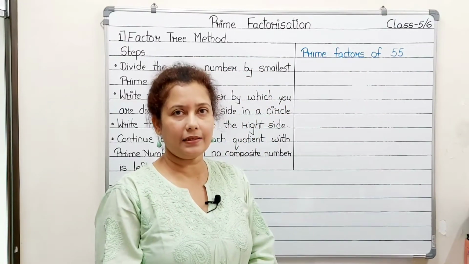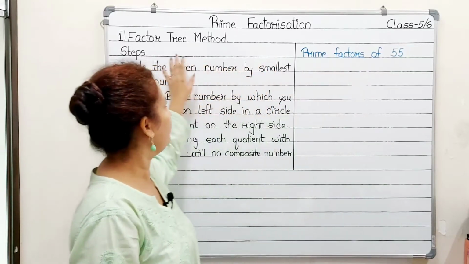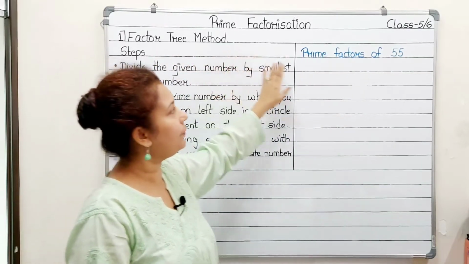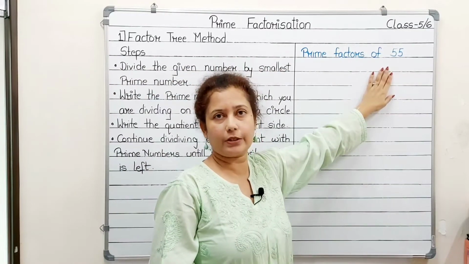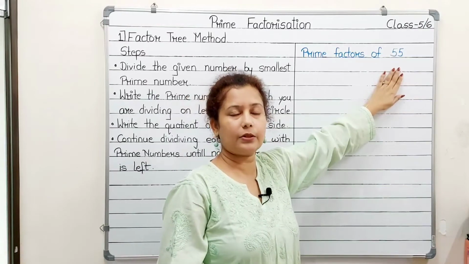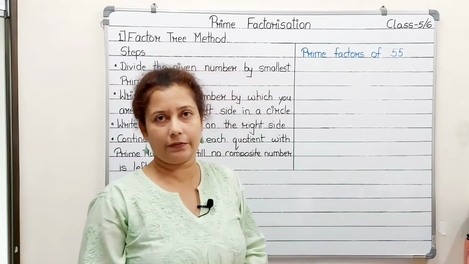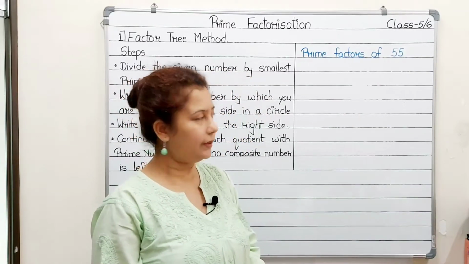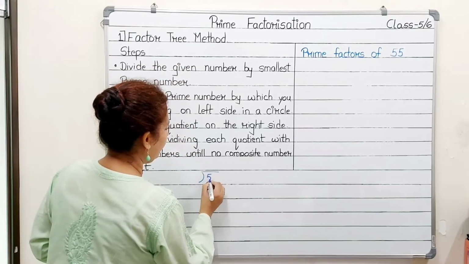Now we will see the last example, to find the factors of 55 by the factor tree method. 55 is not divisible by 2 because it is not an even number. 5 plus 5 is 10, so it is not divisible by 3. The next prime number is 5. So 55 is divisible by 5. So we will divide 55 by 5.